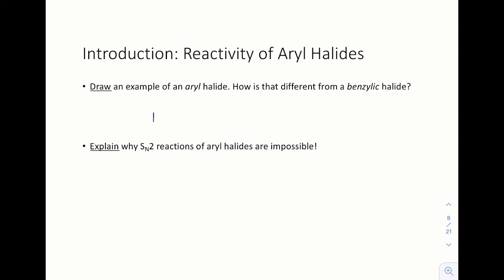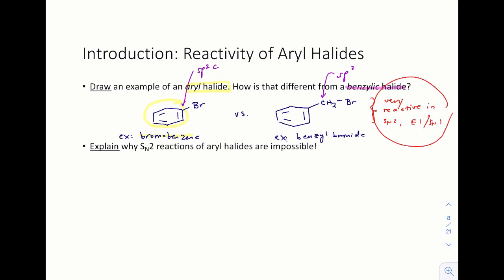An aryl halide can be represented by bromobenzene, where the halogen is bonded directly to the sp2 carbons of the aromatic ring. This is significantly different from a benzylic halide. A benzylic halide does have the aromatic ring. However, there is an intervening sp3 carbon bonded to the halide. In this case, we will choose bromide as an example. You may recall that benzyl halides are very reactive in both SN2 and SN1/E1 reaction pathways.